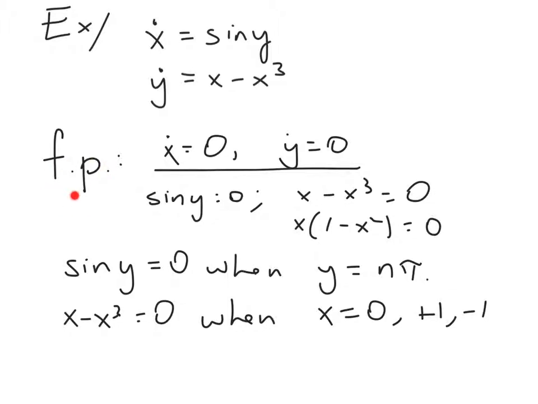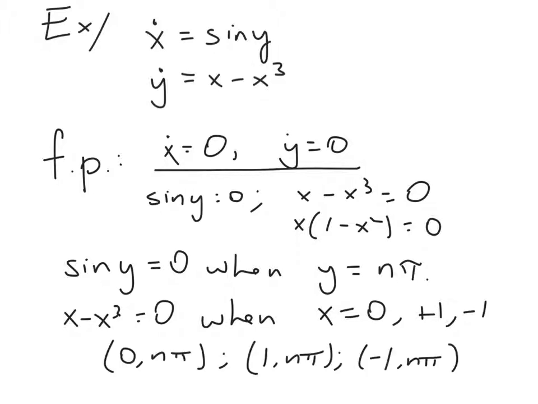To find the fixed points, I set each of these to 0, and I want them to be 0 simultaneously. X dot is 0 when sine of y is 0, and y dot is 0 when x minus x cubed is 0. So I'm looking for points where sine y equals 0, meaning that y is equal to n pi, and x minus x cubed equals 0, which means x is either 0 or 1 minus x squared is 0, so x is 0 or x is positive or negative 1. This creates the set of points 0, n pi, where n is an integer, 1, n pi, or negative 1, n pi.